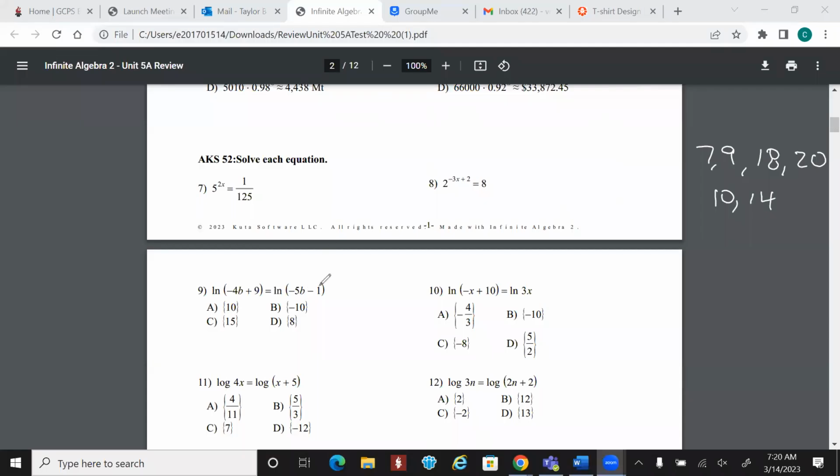Okay, so 7 is asking us to solve each equation. There's a couple different ways that we can go about doing this. I'm going to use logs to help me because we all know roughly the circle of life, right? All right, so we're going to start at our base, go to the outside, finish at our exponent. So we're going to have log of base 5 of 1 over 125 equals 2x.